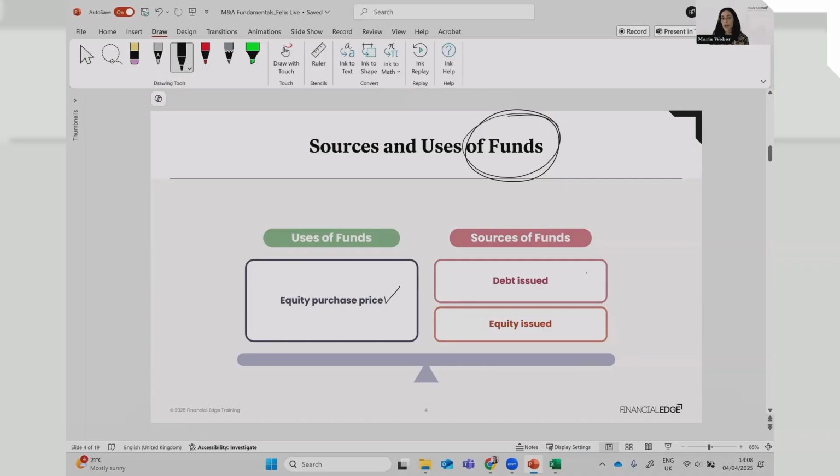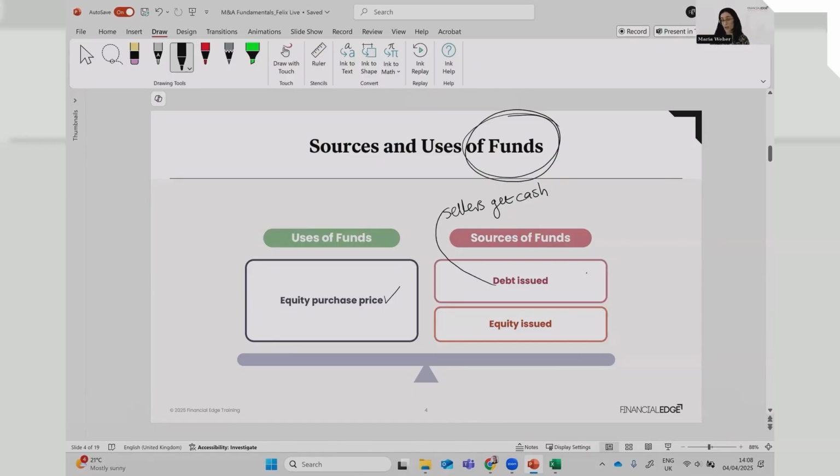I've got two main choices when it comes to raising money to pay for the acquisition. The first one is debt. So I take out a bank loan or I issue bonds. If I take out debt as the acquirer, I get cash, and the selling shareholders, the target shareholders, get cash in exchange for their shares. They give me their shares, I buy them, they get cash, and they walk away.